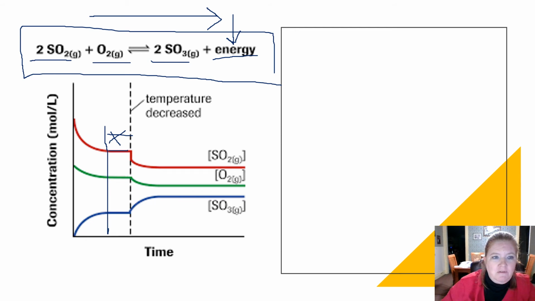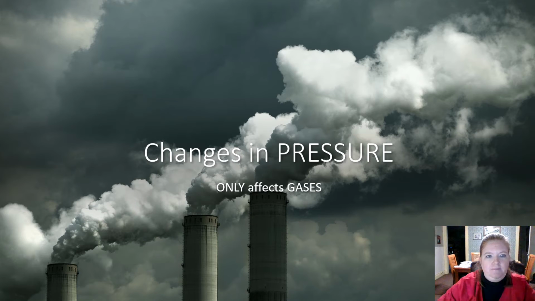So let's see if in fact that is what happened. What happened to SO2? Look at that, went down. That's what I said. Look what happened to O2, also went down. And what happened to SO3? It went up. Just as I said, that is how an equilibrium responds to stress. It always tries to resolve the stress. We can also change pressure.